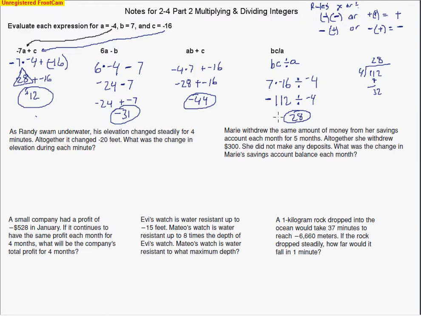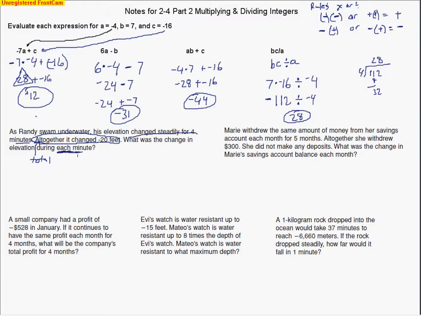Well, let's take a look at some word problems. You've got some on your homework tonight as well. Let's see what the first one says. As Randy swam underwater, his elevation changed steadily for 4 minutes. So elevation changed for 4 minutes. So it's going down and it's changing every minute. Altogether, so this is a total amount right here. Whenever you see the word altogether, that tells us that that's as far down as he went. The total amount was -20 feet. What was the change in elevation during each minute?